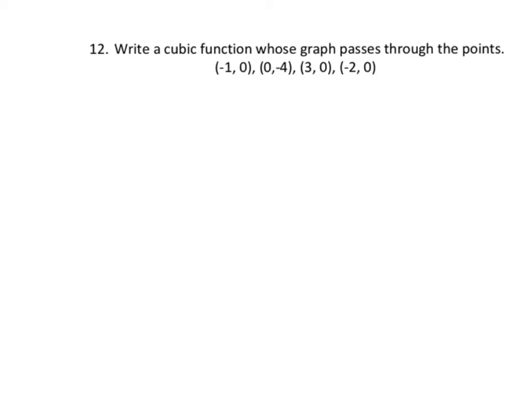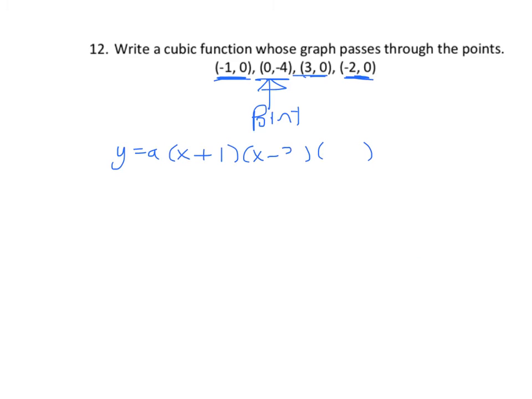Same thing on question 12. It's very similar to question 11. Identify your x-intercepts. We have these 3 numbers are our x-intercepts. And then this is our point. So we're going to do the same thing. Y equals a. We have 3 factors. -1 gives us a factor of x plus 1. 3 gives us a factor of x minus 3, and -2 gives us a factor of x plus 2.